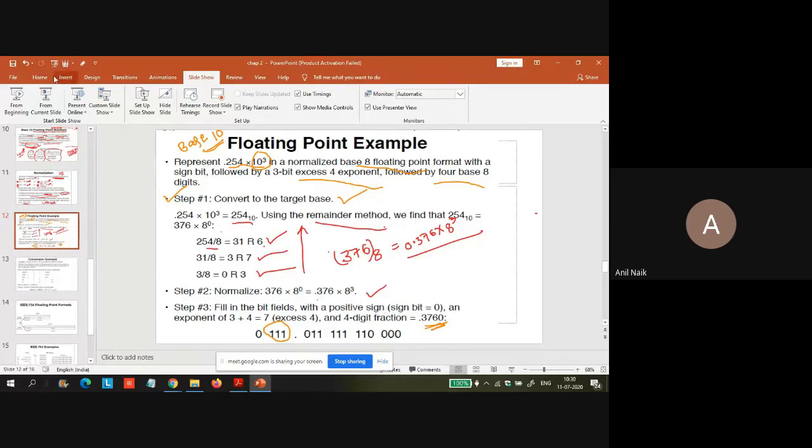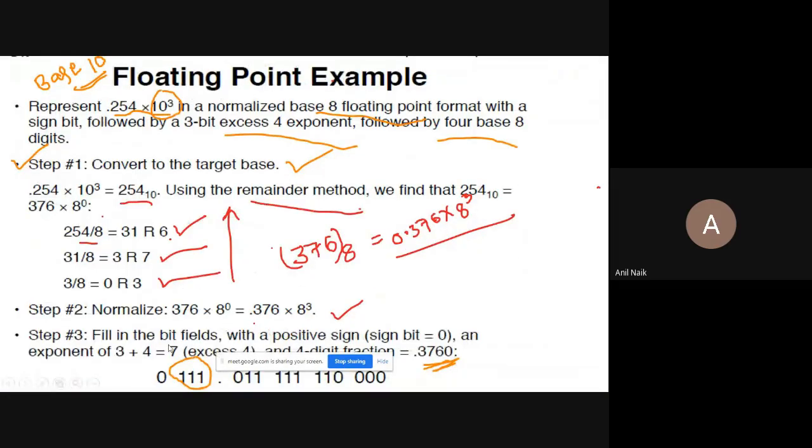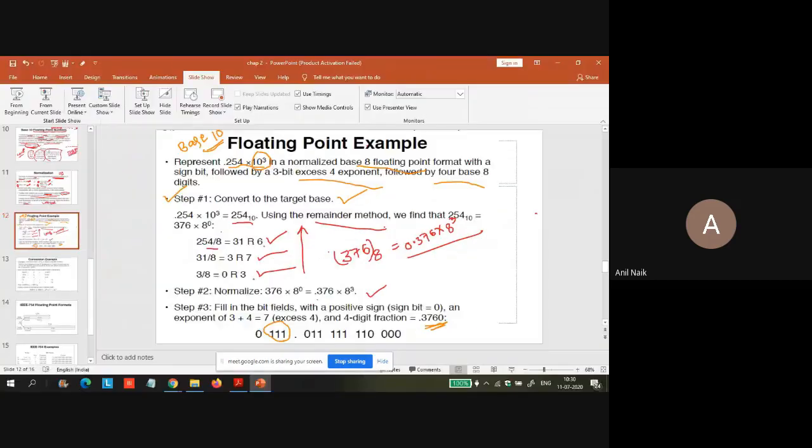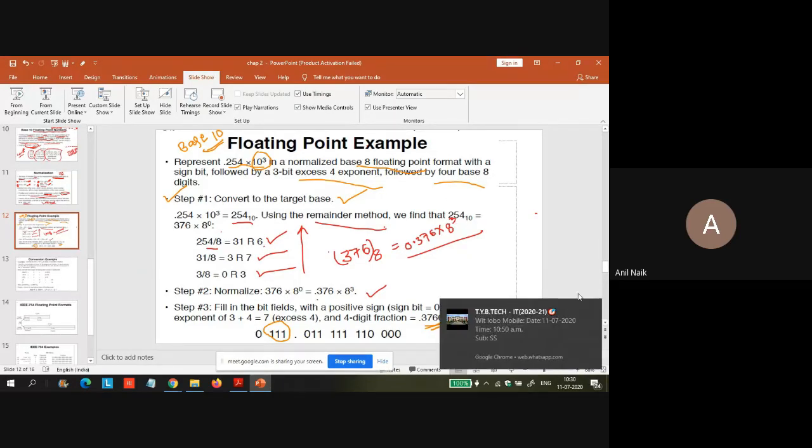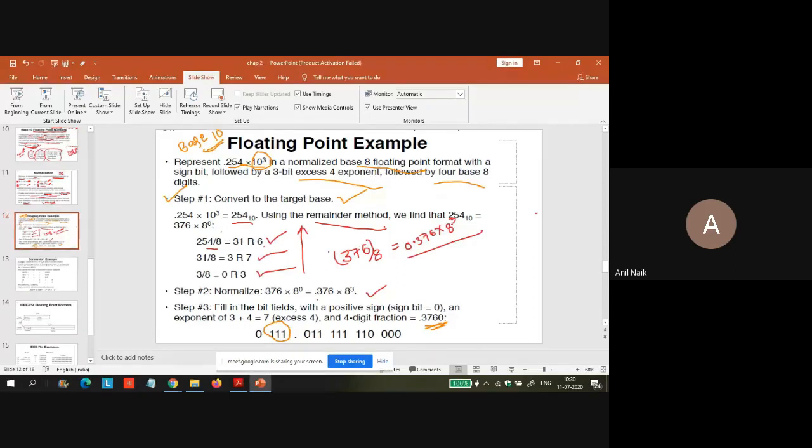Then in the third step, what? You need to follow with the 3-bit excess 4 component. What is the exponent? Exponent is 3, so you need to add the 4. Suppose if it is 4, then plus 4. So here it is 3, 8 raised to 3. Then you have to add the excess 4: 3 plus 4, 7. And followed by 4 base 8 digits.